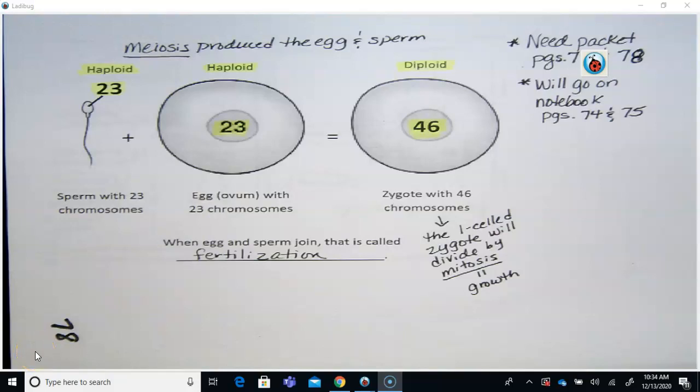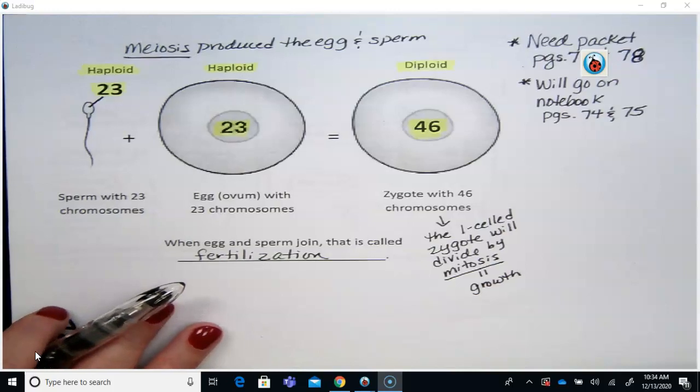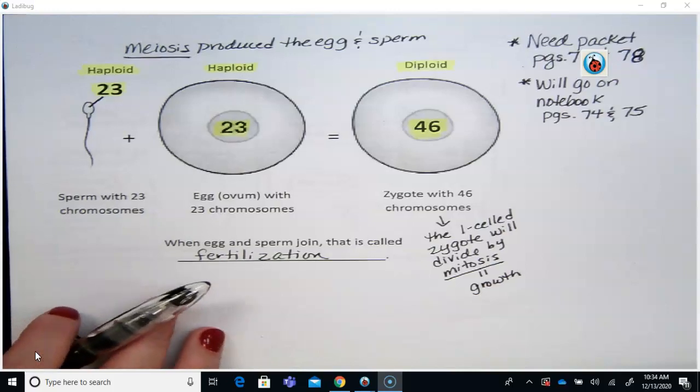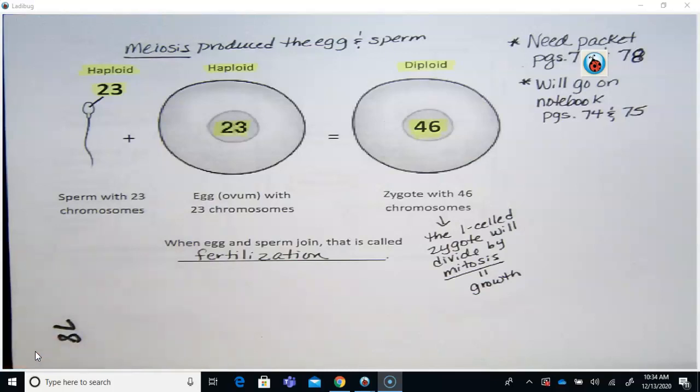Hello, today we'd like to go over the fertilization review assignment. Feel free to start and stop the video if needed. You will need packet pages 77 and 78 for this activity, and these two sheets will go on notebook pages 74 and 75 when you're finished.